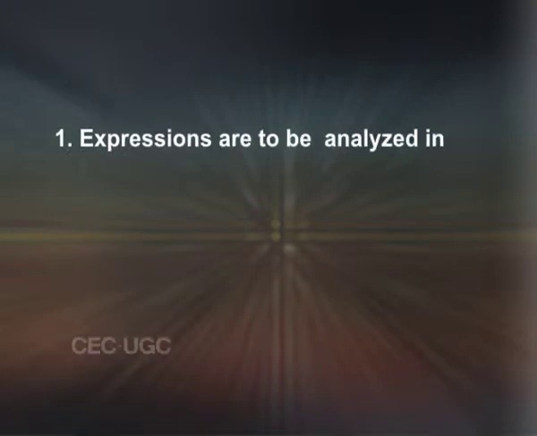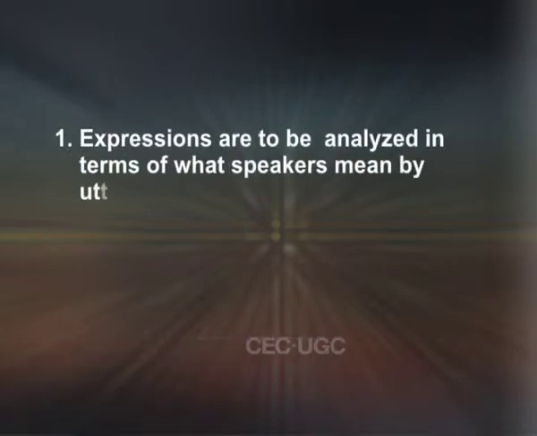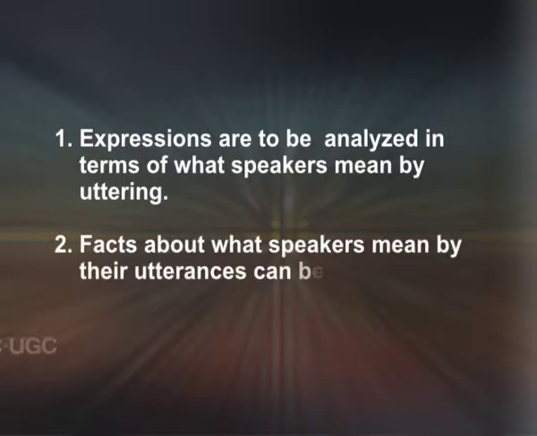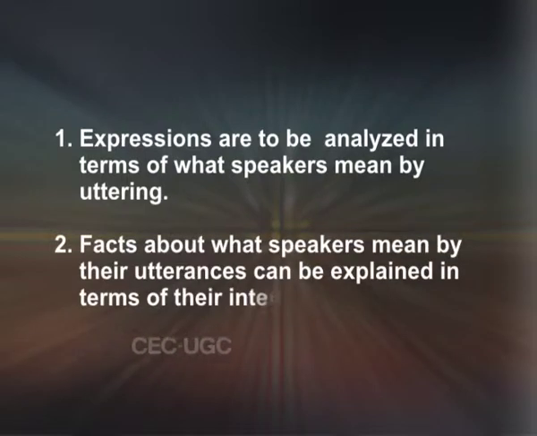Paul Grice's analysis of meaning can be characterized by two claims. They are: expressions are to be analyzed in terms of what speakers mean by uttering, and facts about what speakers mean by their utterance can be explained in terms of their intentions. These two theses are known popularly as the Gricean program. The Gricean program reduced meaning to the intentions of speakers.